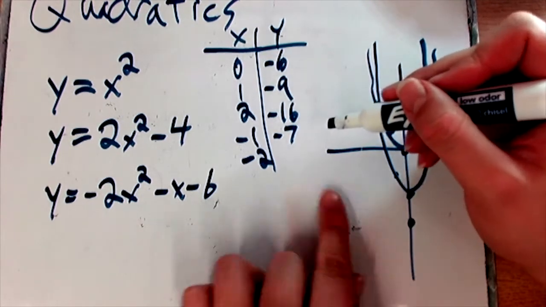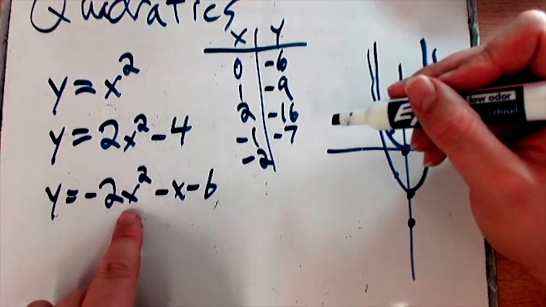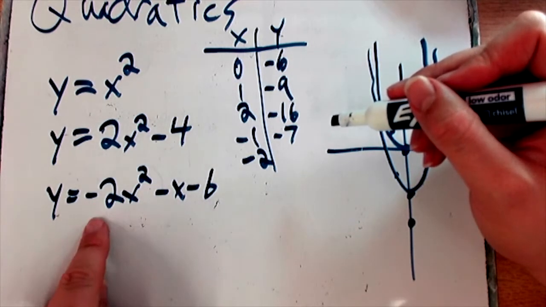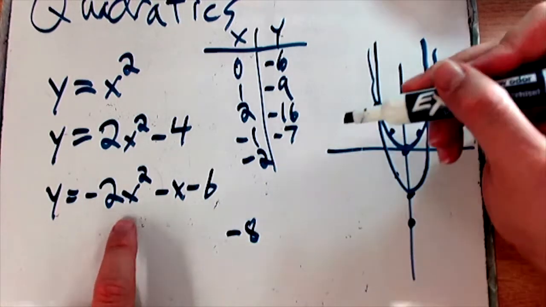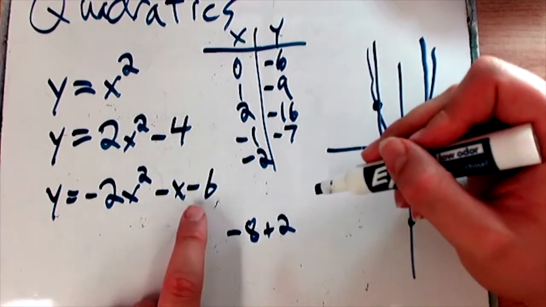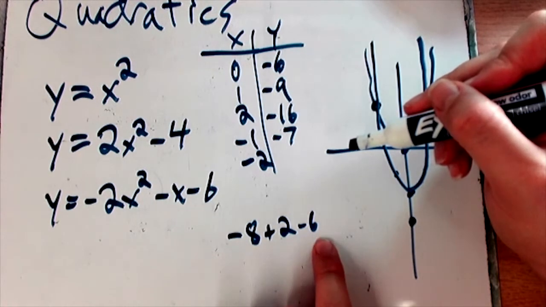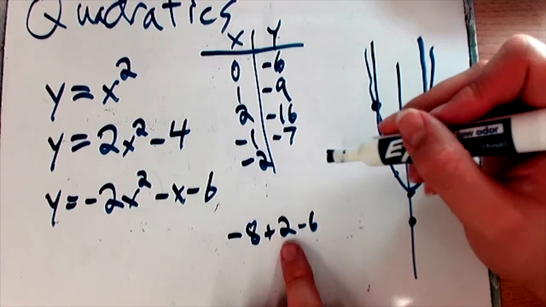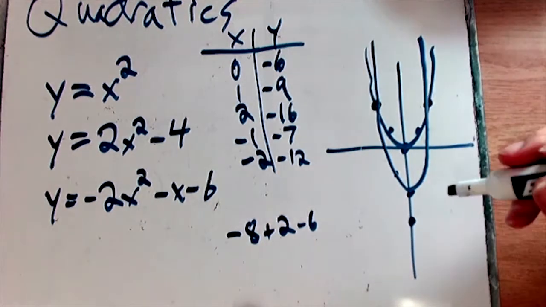Then we'll do this last one, negative 2. So negative 2 squared is positive 4. Positive 4 times negative 2 is negative 8. Then negative of negative 2 is plus 2, and then minus 6. So we've got negative 8 plus 2 minus 6, which is negative 12. So we got a lot of negative numbers on here.